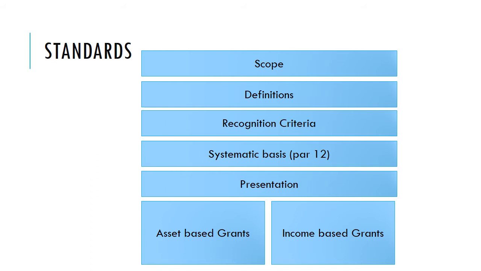Then paragraph 12, systematic basis. This is a very important principle in this standard. Okay, something you have to understand by the end of all these videos. We will be looking at it in the other videos. Then presentation, and then we have two types of government grants, which is asset-based grants and income-based grants.